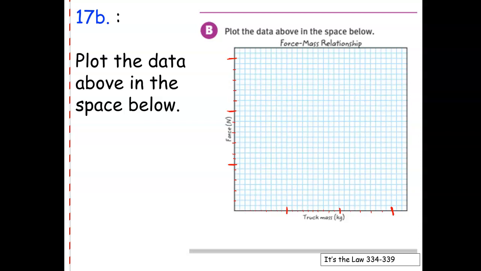So for my mass, I know that I'm going to have to go up to 2,500. So if I went by a 1,000, I'd have 1,000, 2,000, 3,000. So that works. So if I put 1,000 kilograms here, 2,000 kilograms here, and 3,000 kilograms here, that works. I can encompass all the masses that I am going to use to graph.